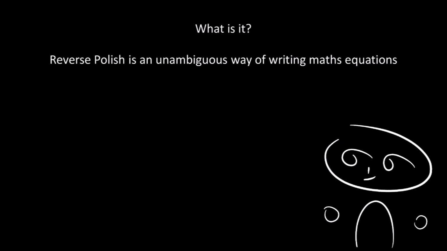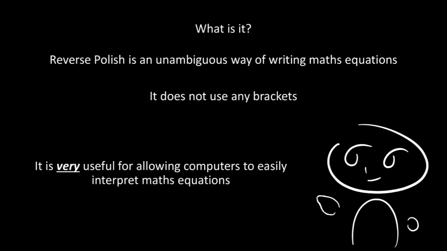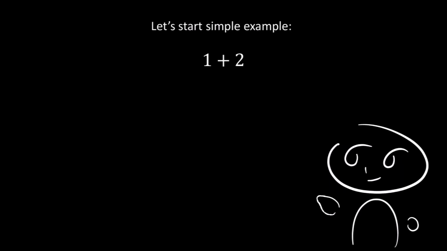Reverse Polish is an unambiguous way of writing a normal maths equation. It does not use any brackets, and it is very useful for allowing computers to easily interpret ordinary maths equations. So let's start with a very simple example. Here we have 1 plus 2. In reverse Polish, this would be written as 1, 2 plus.